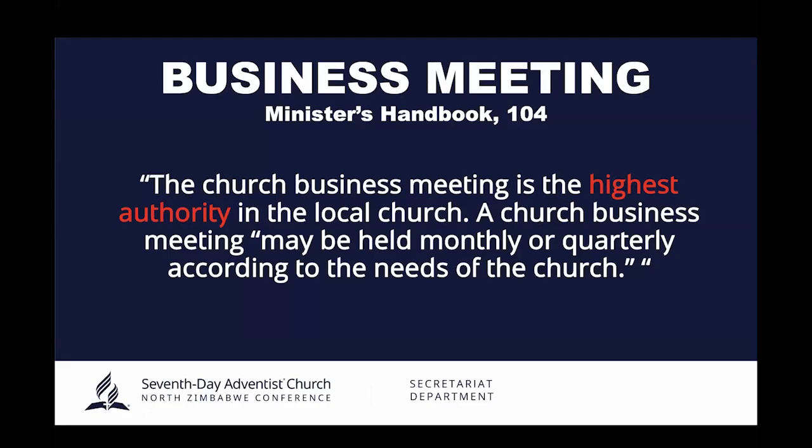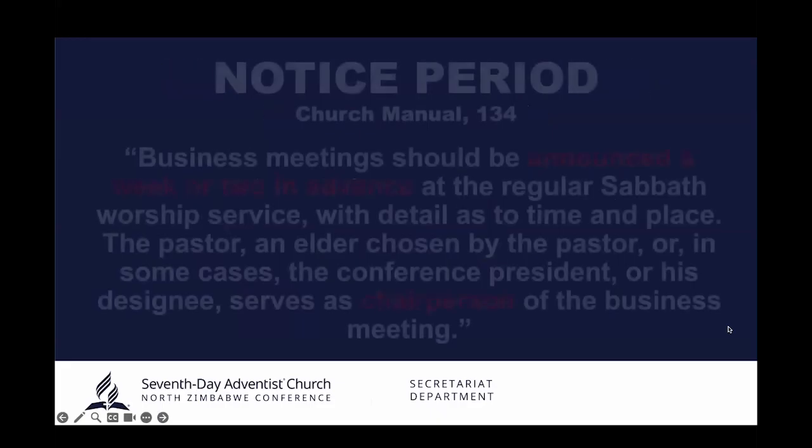So if it is the church board that is doing literally everything, in short, that board is actually running illegally, because there are things that they are supposed to recommend to the next level, which is the highest authority, being the church business meeting. So it's important that we have business meetings.